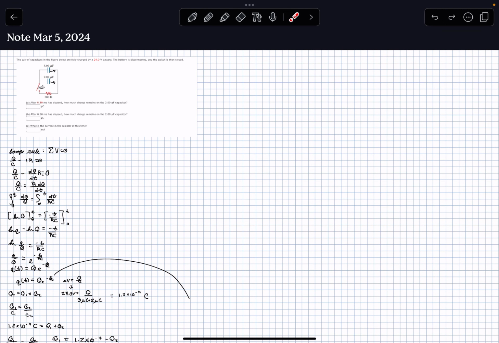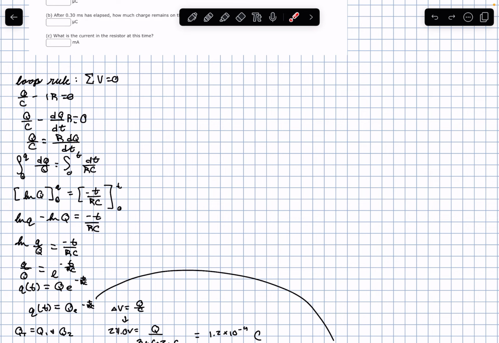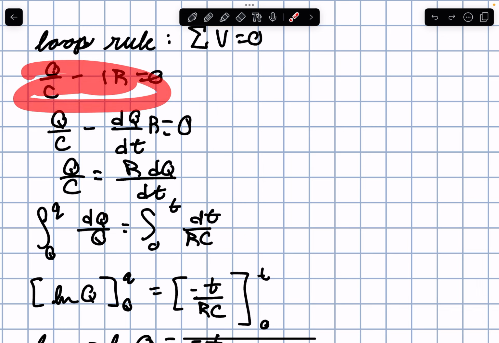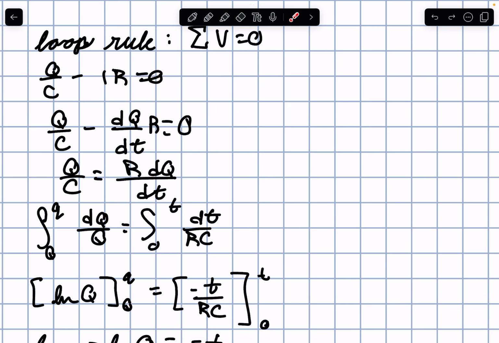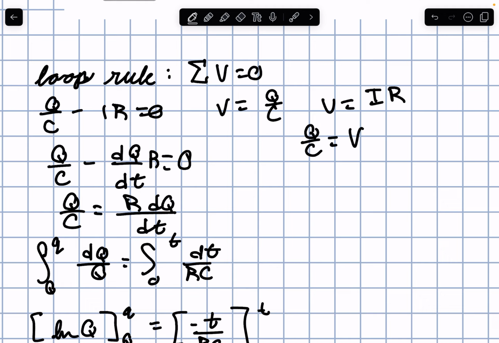I hated this question. I'm just going to say it. This entire thing, bane of my existence. I didn't even know how to start this at first. I'm like, wait, V, okay, that's Q over C. But V equals IR too. So we needed to have both of those here. I'm just going to show that. So V equals Q over C, and V equals IR. We set this equal to each other. Q over C equals V equals IR. And that's how we got this right there.